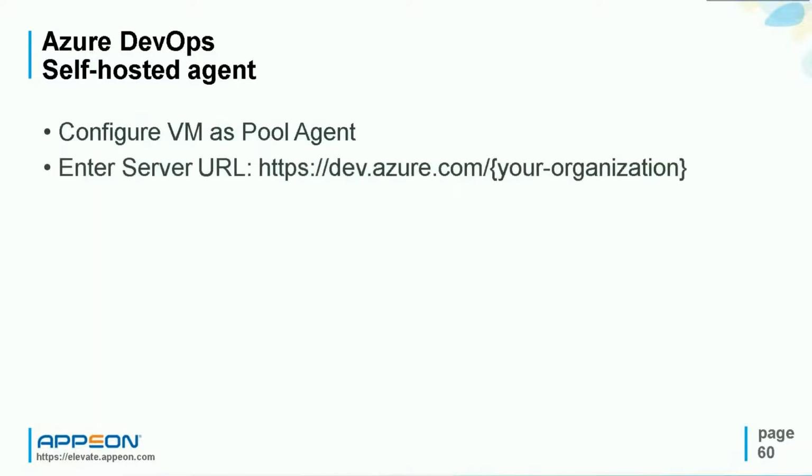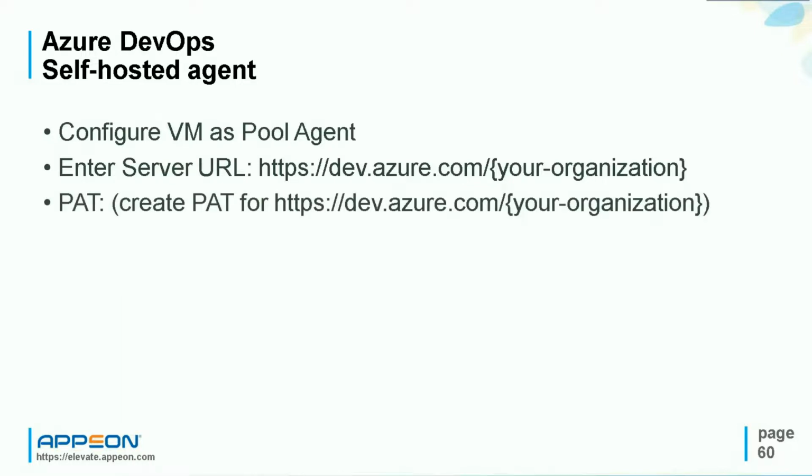Some of the questions that it asks you when I run that configure command: it wants to know the server URL, and in my case, this is dev.azure.com/CurtisHanner. If you're using an MSDN license, it would probably just be your name. If you have a different subscription, then it would be your organization. And then you need to create a personal access token for your organization.